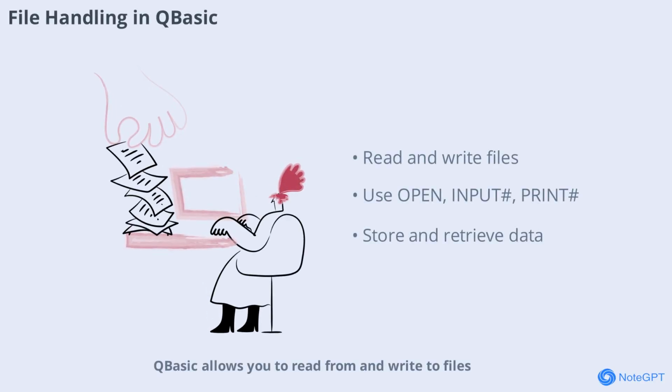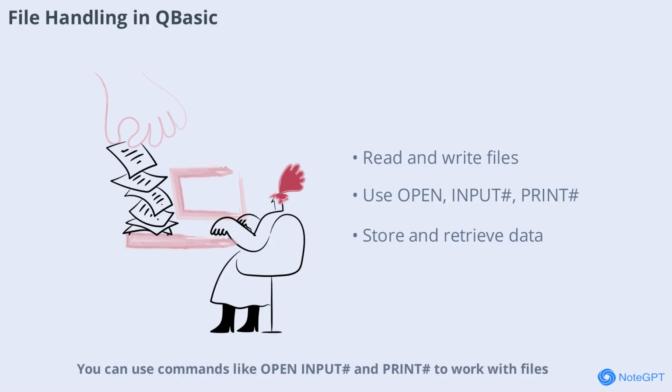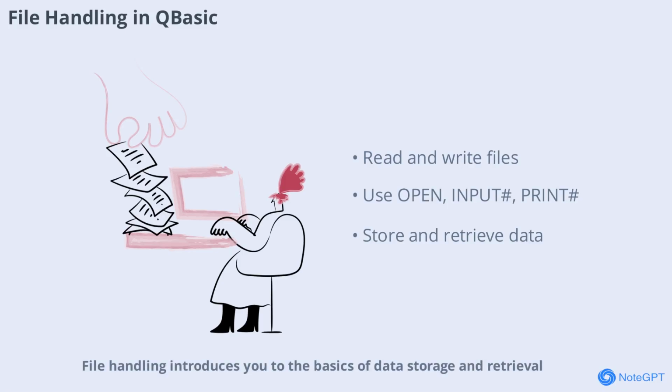QBasic allows you to read from and write to files, which is useful for storing data like scores, settings, or user information. You can use commands like OPEN, INPUT, and PRINT # to work with files. File handling introduces you to the basics of data storage and retrieval, which are important concepts in programming. Learning to manage files in QBasic prepares you for more advanced programming tasks in the future.